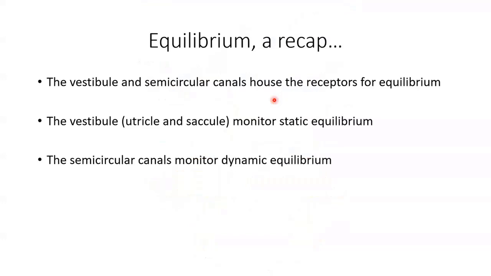So a bit of a recap. The vestibule and semicircular canals in the inner ear house the receptors for equilibrium. The vestibule, which contains the utricle and the saccule, monitors static equilibrium. So this is activated when you tilt your head or you're moving in a linear fashion or a straight line. The semicircular canals and the semicircular ducts within those canals monitor dynamic equilibrium. And this is activated by movement in a rotational fashion.